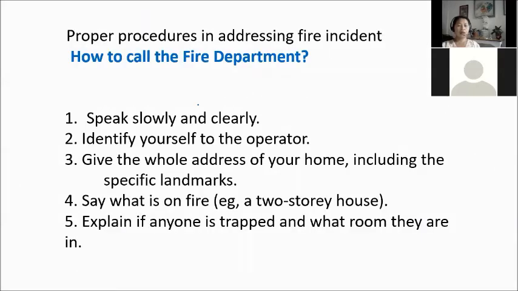Okay, how to call the fire department? First is to speak slowly and clearly para marinig kayo doon sa other line, no?